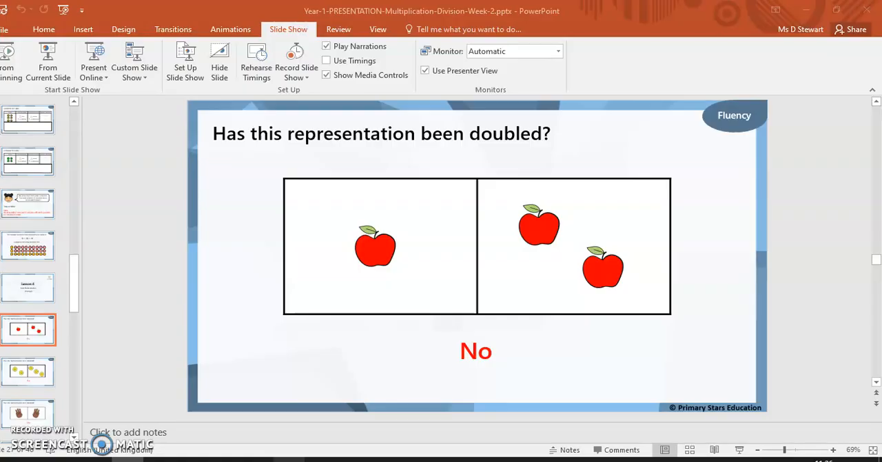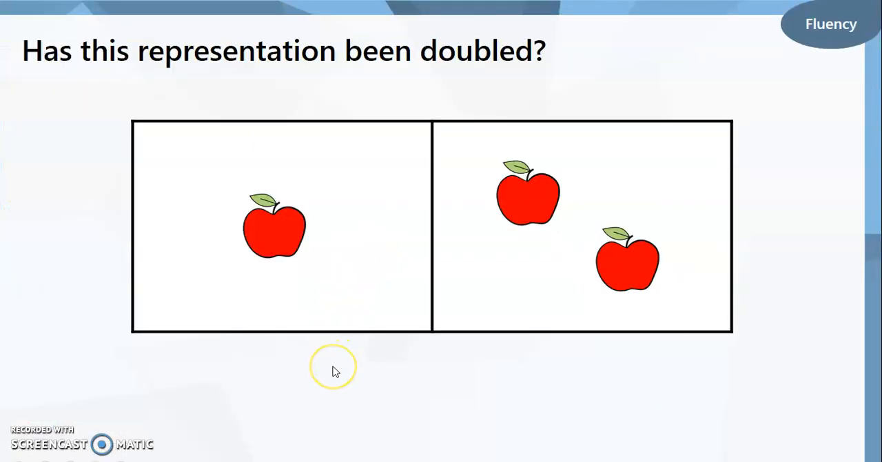And let's have a look at this PowerPoint so we can learn a little bit more about doubling. So this time it says this representation. That long word just means the pictures of the apples. So have a think if you think that shows doubling at the moment. No, because we've got 1 in here, but 2 in here. If we're going to make it show doubling, there'd be 2 apples and another 2 apples, double 2.